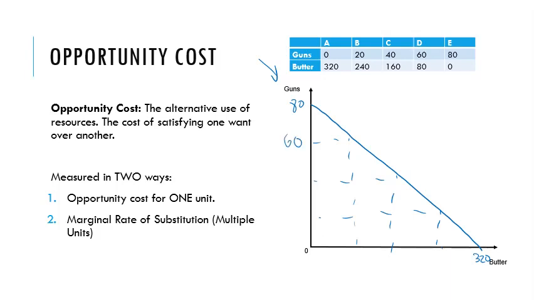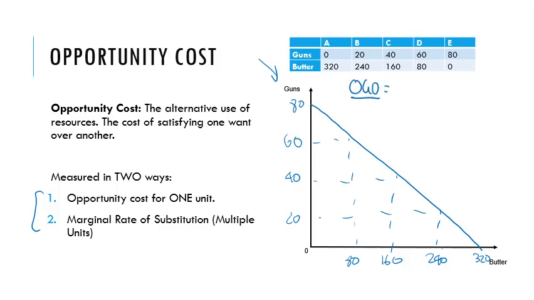So at 60 guns, we're only making 80 pieces of butter. At 40 guns, we're making 160 pieces of butter. And then at 20 guns, we're making 240 pieces of butter. Okay, we're looking at how much we're giving up for an additional piece of each. Okay, so we measure this in two ways. First one is what we call opportunity cost for 1 unit. And the easy way to do this is using this equation called OGO.